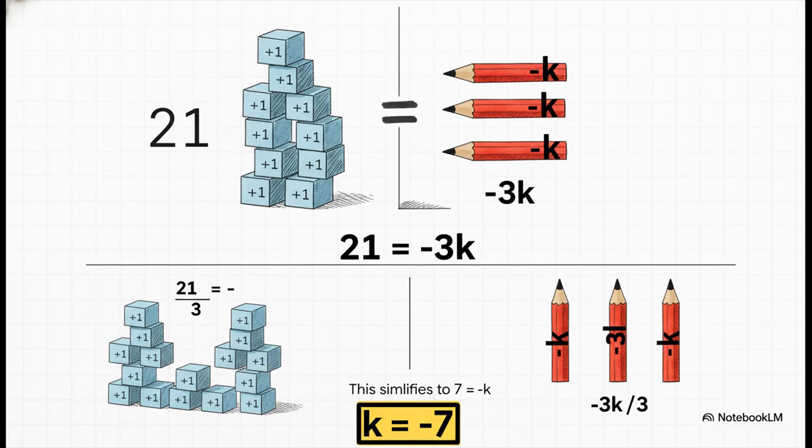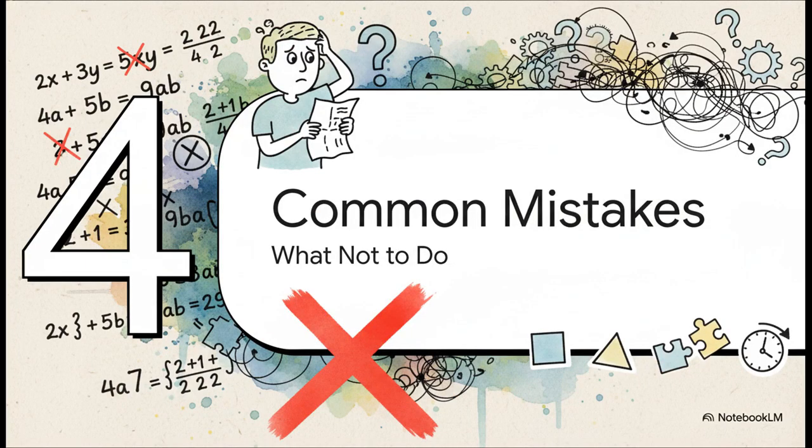We solve it by adding 9 to both sides, which gives us 21 equals -3k. Then we just divide by -3, and we get our final answer, k equals -7. The system works no matter how messy it looks at first. Now that we know the right way to clean things up, it is just as important to know what not to do. Let's look at the most common mistakes people make so you can just sidestep them completely.